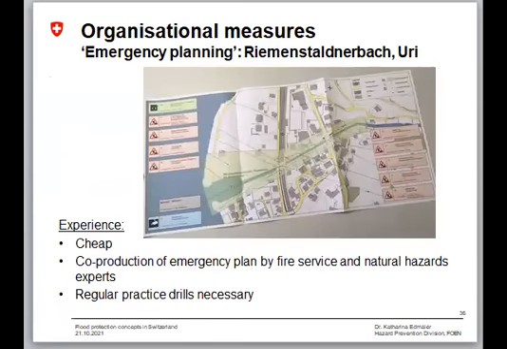The experience with organizational measures has been very good so far in Switzerland. They are comparatively cheap. It is very important that these emergency concepts are developed by the local intervention forces and by natural hazard experts together. The key point for this type of measure is that regular exercise is very, very important. If rehearsed regularly, organizational measures can be very effective. Nevertheless, there always remains a risk of failure due to human interaction.